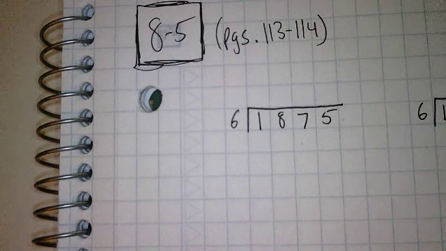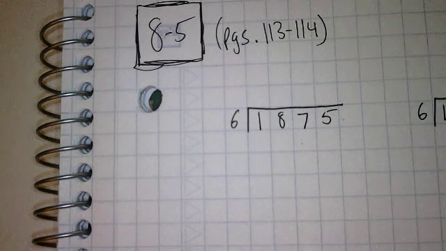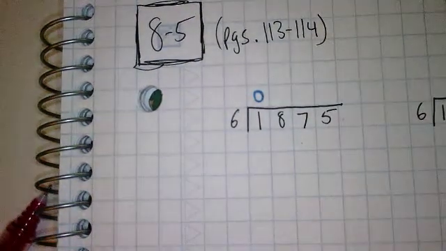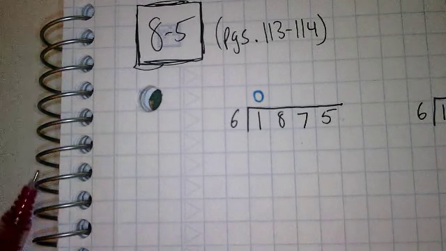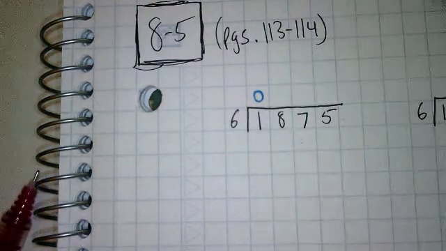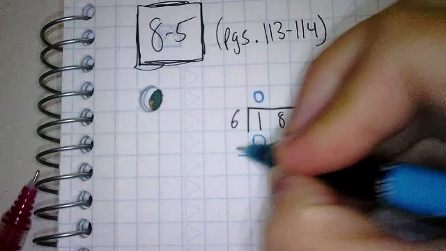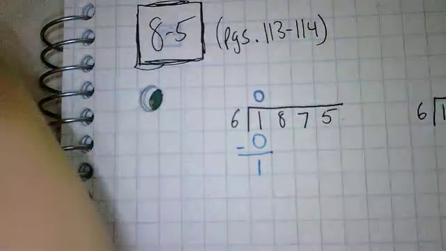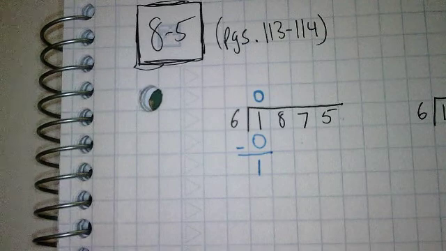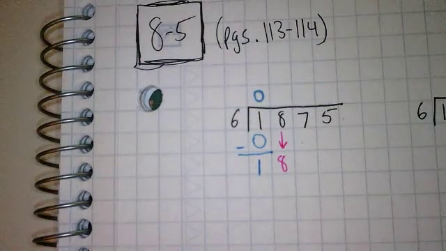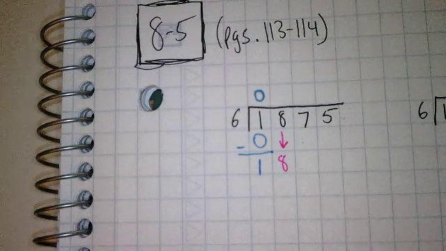How many times does 6 go into 1? Abigail? 0 times. So we're going to write a 0 up top. Then we can multiply. What was 6 times 0? That one's easy. It's 0. And then we can subtract and we get 1, right? Then we bring down our 8. So now what number do we have here?